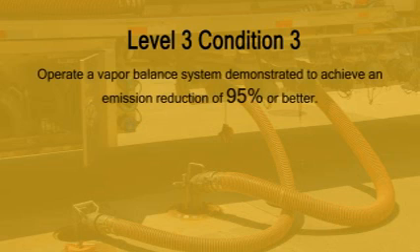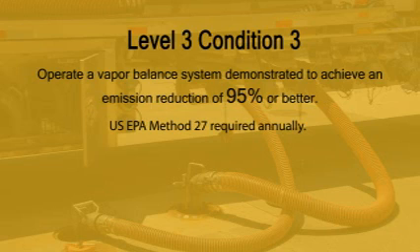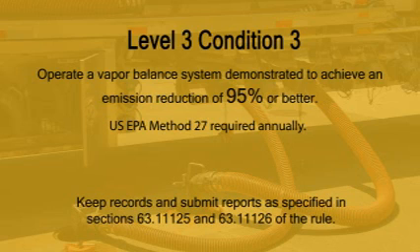Or Level 3 Condition 3. Under this option, you must operate a vapor balance system demonstrated to achieve an emission reduction of 95% or better. To ensure vapor tightness of the tanker trucks, U.S. EPA Method 27 is required annually. Keep records and submit reports as specified in Sections 63.11125 and 63.11126 of the rule.